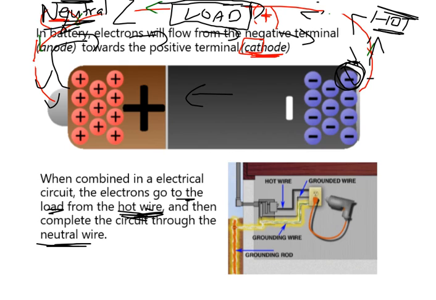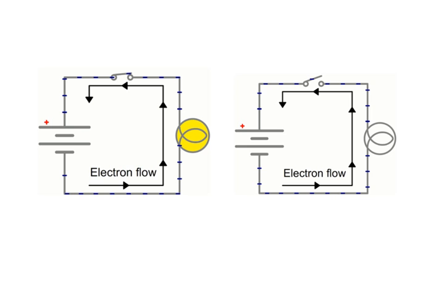So did I do a good job of explaining the concept of hot and neutral wires and how to identify them? Because that's something I'm going to need you to be able to do. Okay, so the hot wire is always coming from the negative side of a battery into the positive, yeah. So you just have to make sure you have your directions right.